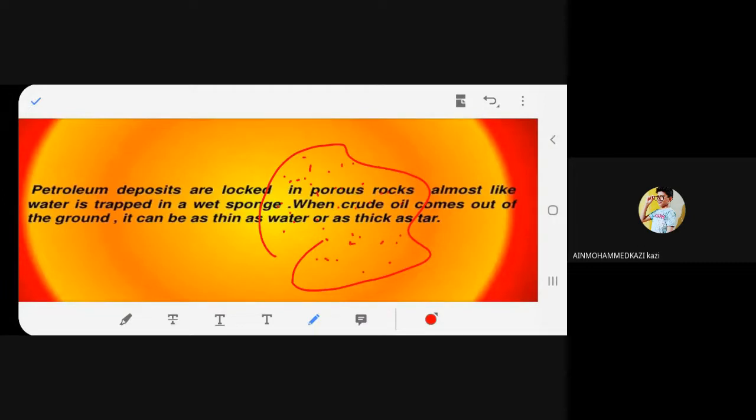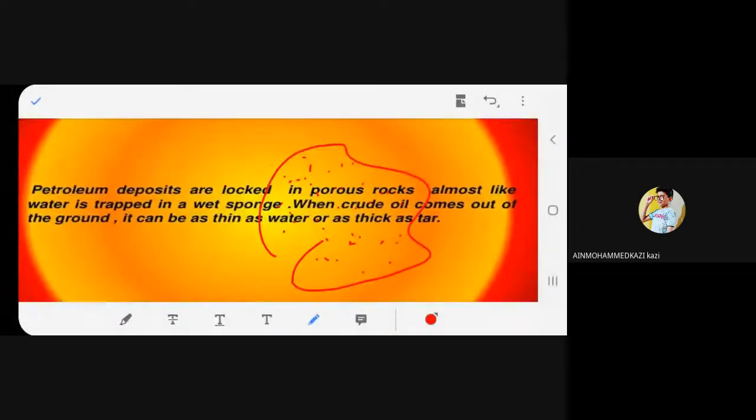It is trapped, like in a wet sponge. When you squeeze a wet sponge, water comes out. Is it clear? So you can say that a sponge is a reservoir of water. Similarly, porous rocks are the reservoir of petroleum.